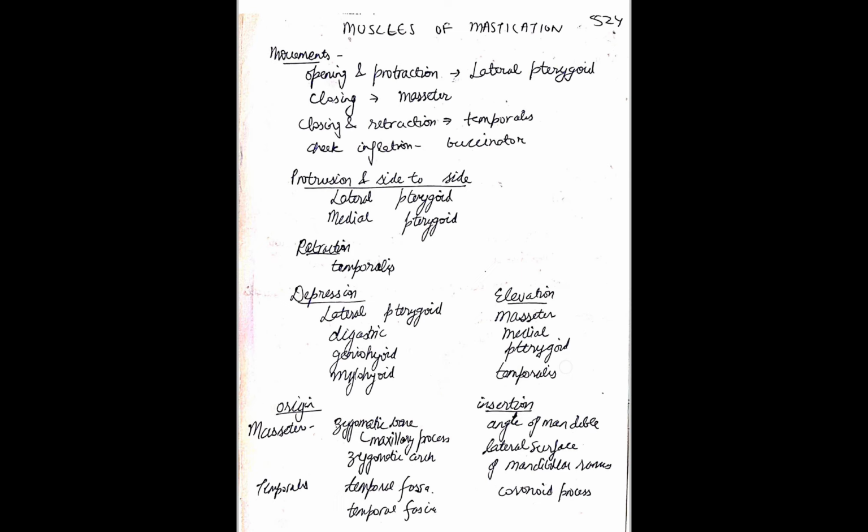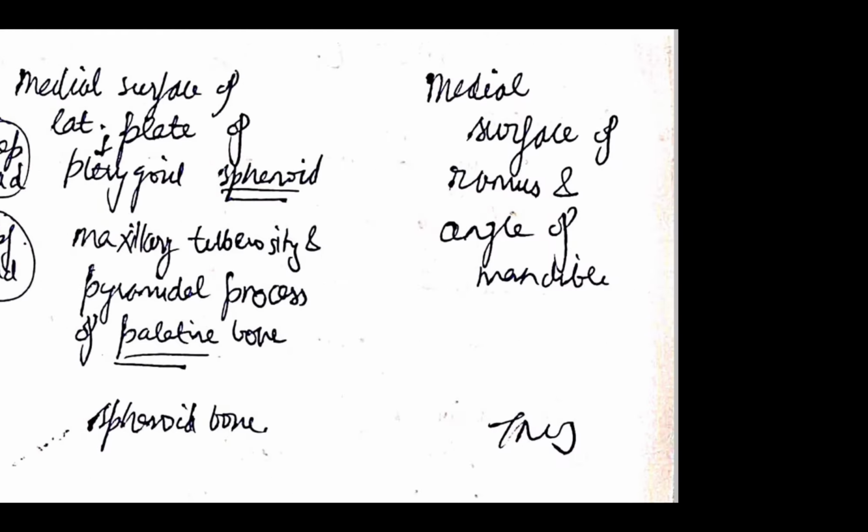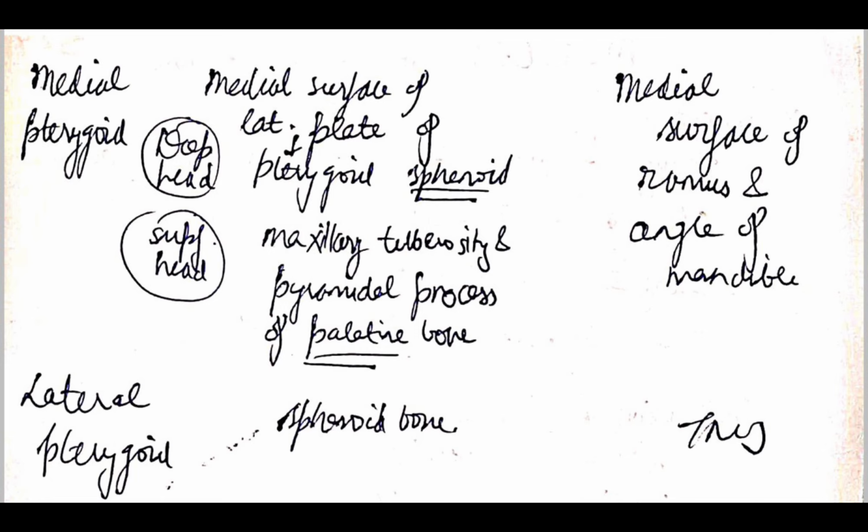Then is temporalis. Temporalis is from the temporal fossa and temporal fascia and it is inserted into the coronoid process. Then we have medial pterygoid. Medial pterygoid is from the medial surface of the lateral plate of the pterygoid bone.